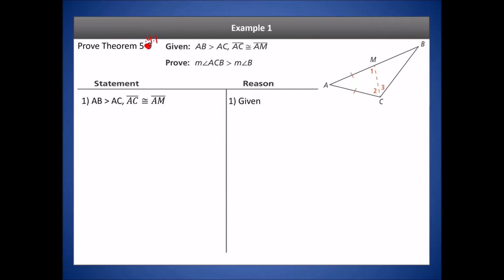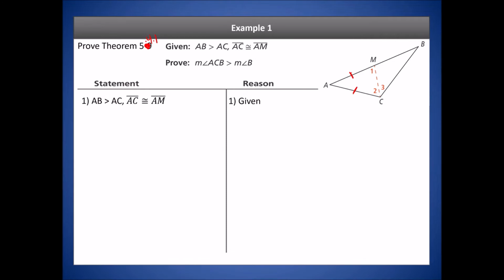And we know that the first statement is always the given statement. So we're given that AB is greater than AC, and this line segment AC is congruent to line segment AM, and therefore we have these tick marks here. Notice also that on this triangle we drew a dashed line, and we labeled angles 1, 2, and 3. That's going to help us prove this theorem.